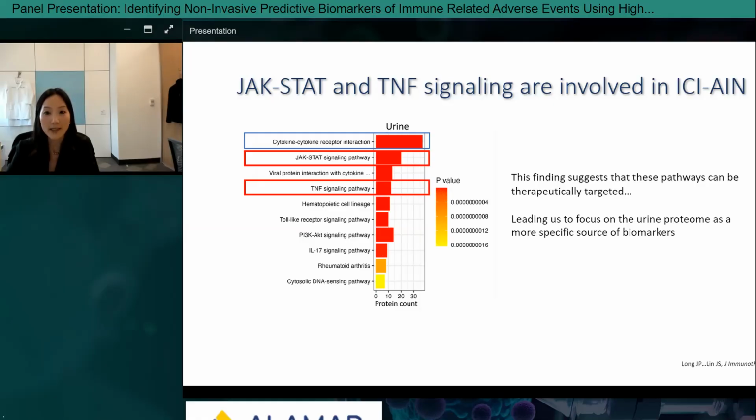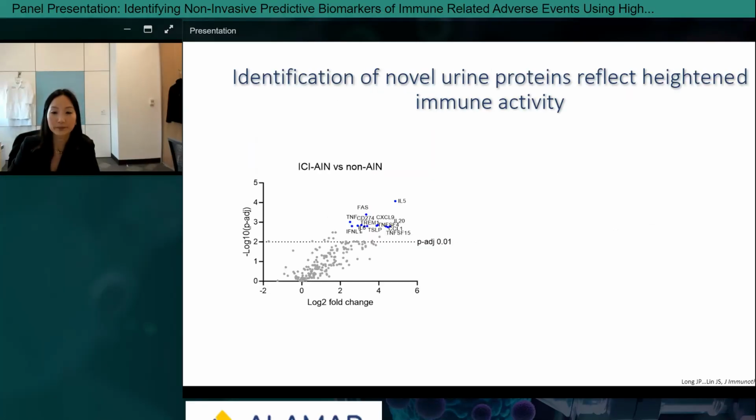But all in all, this initial data led us to focus more on the urine proteome as a specific source of biomarkers. So we had over 60 proteins that were differentially expressed in urine, and we wanted to narrow this list down. So we applied some stringent filtering criteria for the proteins of interest.